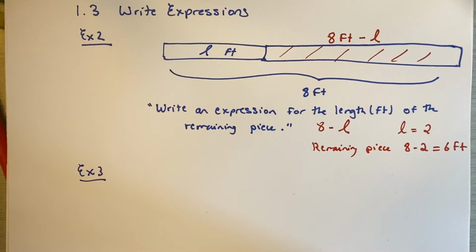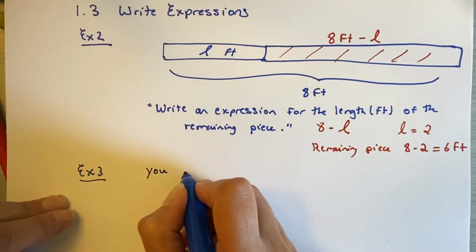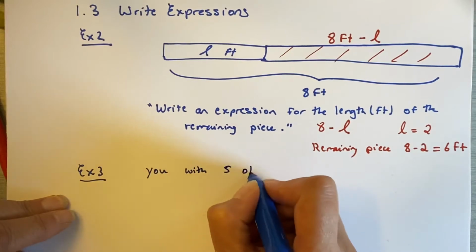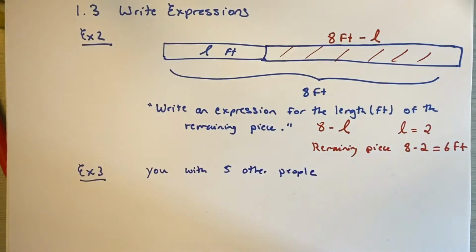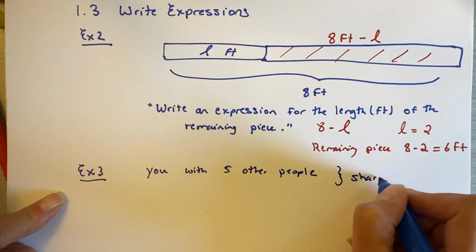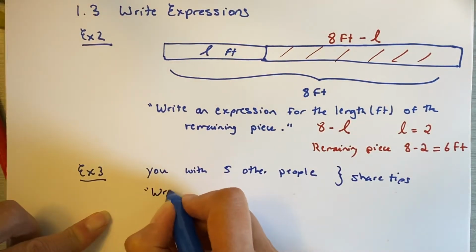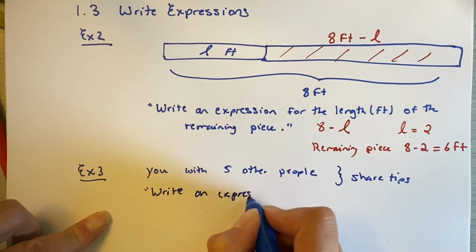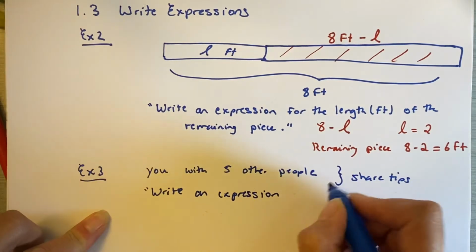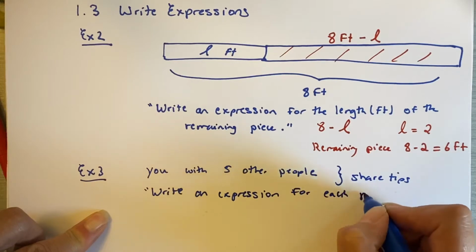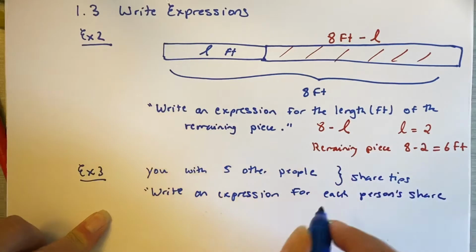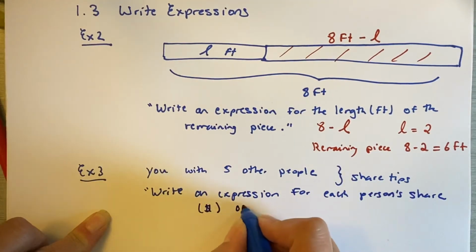You work with 5 other people at an ice cream stand. All the workers put their tips into a jar and they share the amount in the jar equally at the end of the day. Write an expression for each person's share in dollars of the tips. So you work with 5 other people, and you're going to share the tips in the tip jar at the end of the day. What is each person's share? So write an expression for each person's share in dollars of the tips.